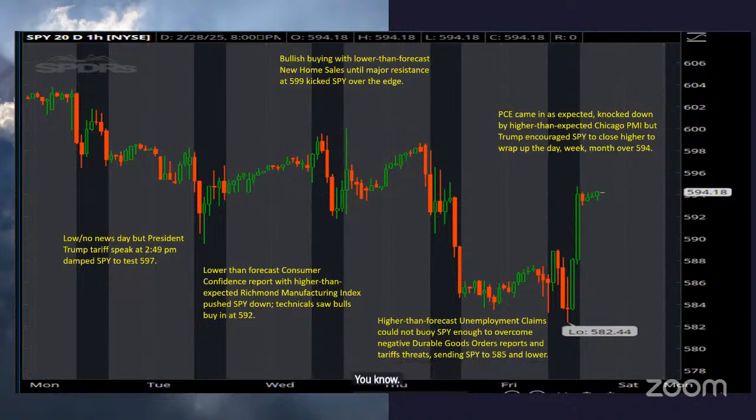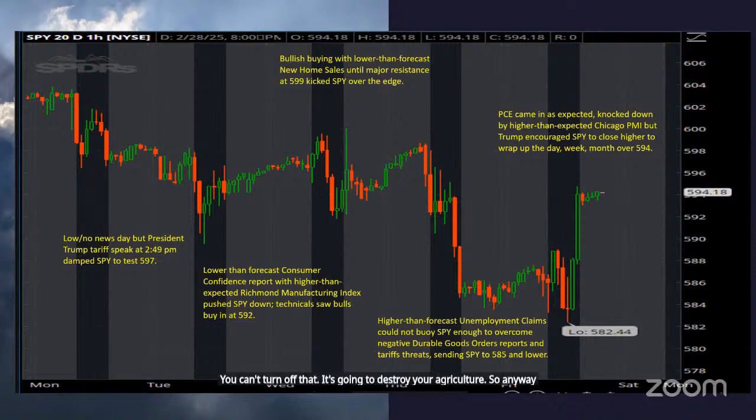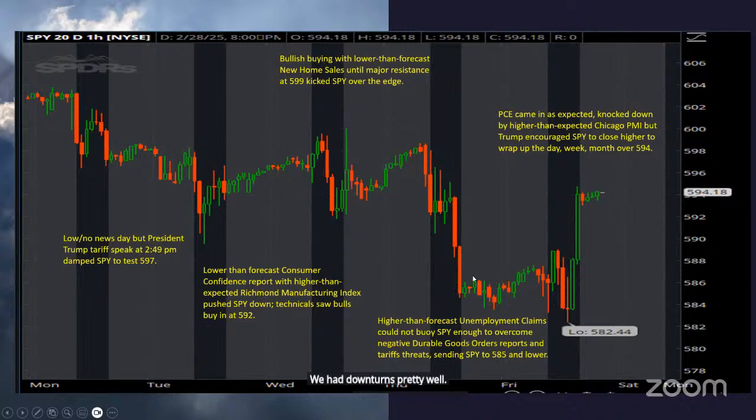A lot of potash comes from Canada, it's a fertilizer. So the whole agriculture industry is up in arms. Well, hang on a second here, right? You can't tariff that. It's going to destroy your agriculture. So anyway, I think it's probably going to be a very short-lived kind of thing, but it's going to create some havoc in the economy and in different sectors. We're going to see how it plays out, and no doubt it's going to settle in somewhere. But right now the market is feeling a little edgy, and we had downturns 4 days out of the five last week, and then on Friday it pushed back to the upside.